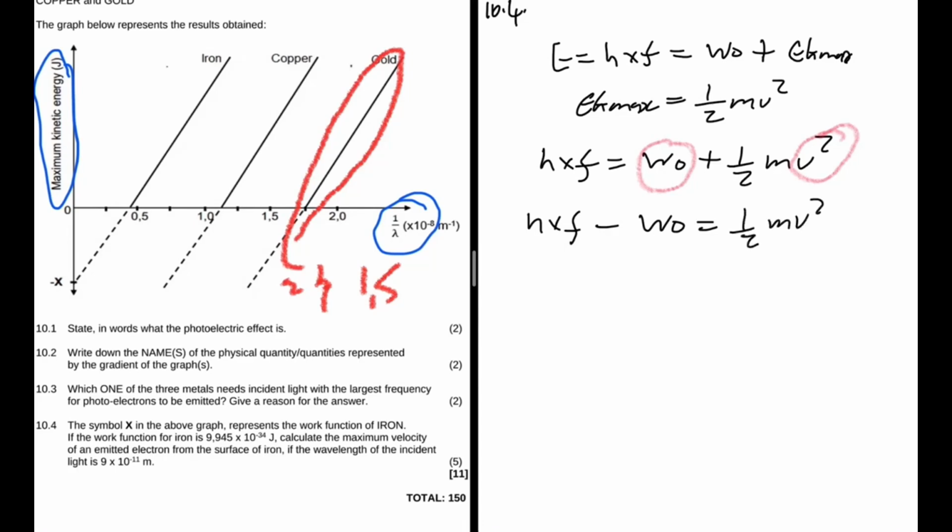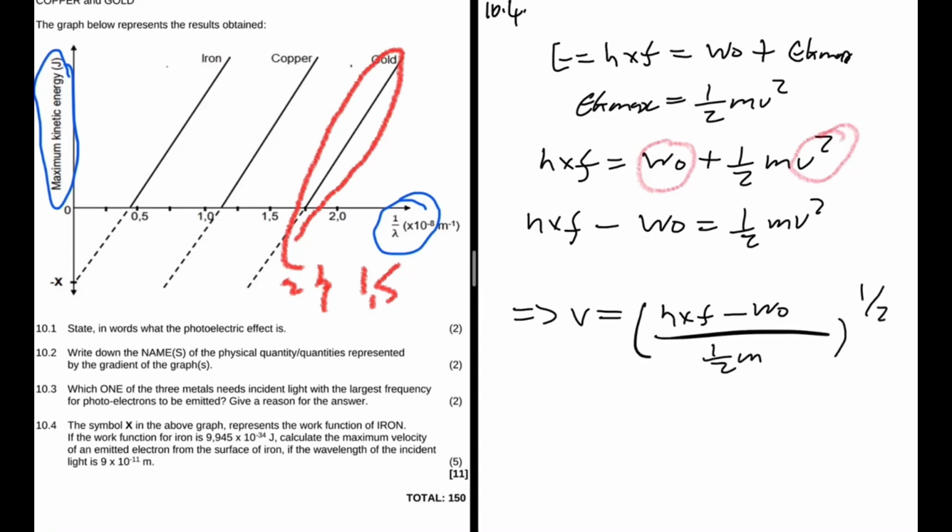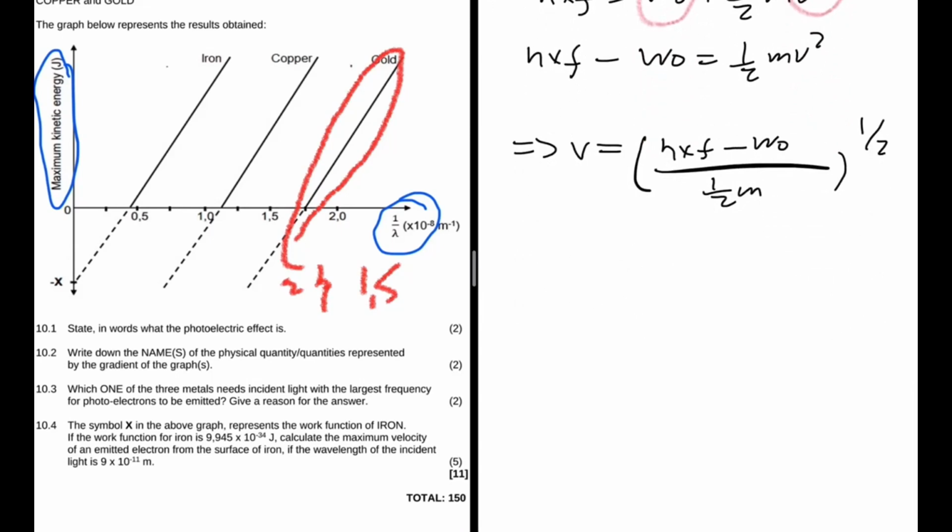If we do that, we're going to get h multiplied by f minus the work function is equal to half mv squared. So now we can divide everything by half m and take the square root, right? So we're going to find that our v is supposed to be h multiplied by f minus the work function divided by half m, and then everything to the power 1 divided by 2. So now it's just a matter of substituting our values in v equals to this expression here, and then we get the maximum velocity of the emitted electron. So let's go ahead and do that.